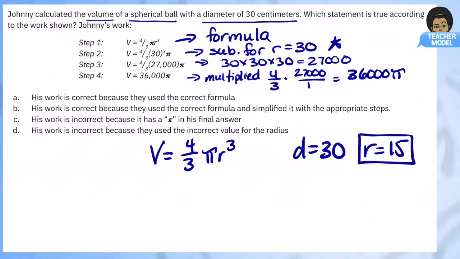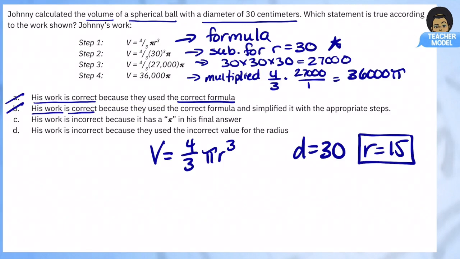Here's the first one. A: his work is correct because he used the correct formula. This statement is partly true. He did use the correct formula, but his work is not correct, so that is false. Another option says his work is correct because he used the correct formula and simplified with the appropriate steps. He did use the right formula and simplified appropriately, but he did not use the right dimension. So his work is not correct. I can't agree with that first statement. We're stuck with C and D.